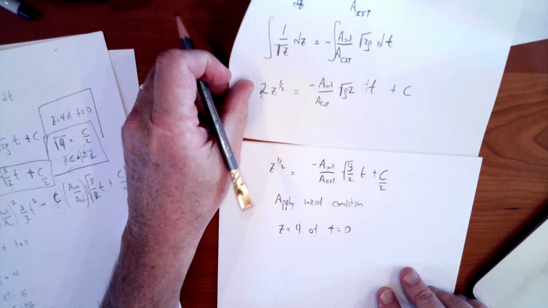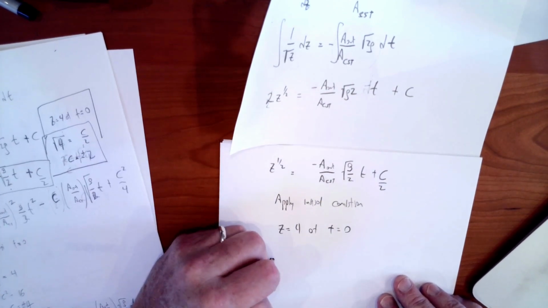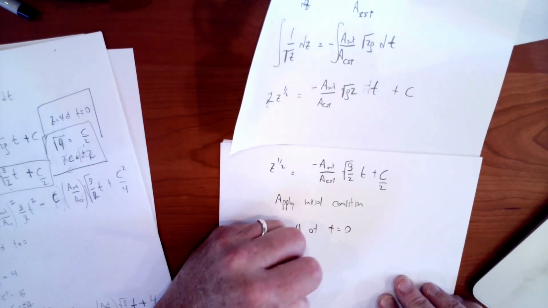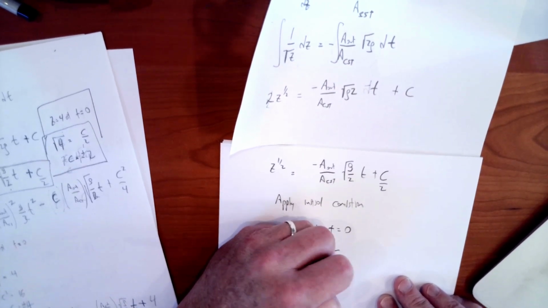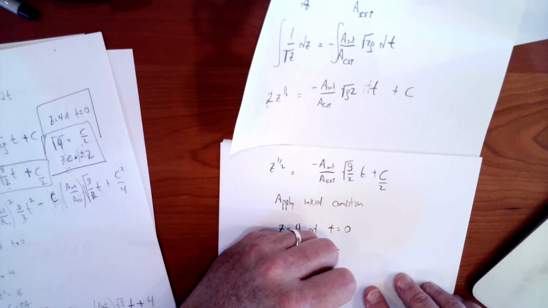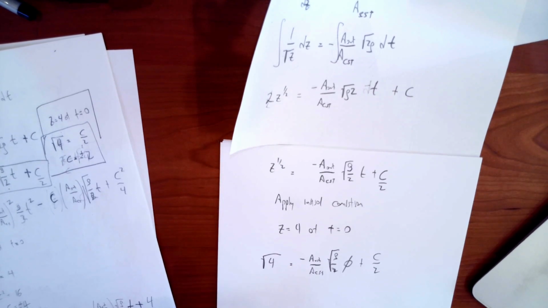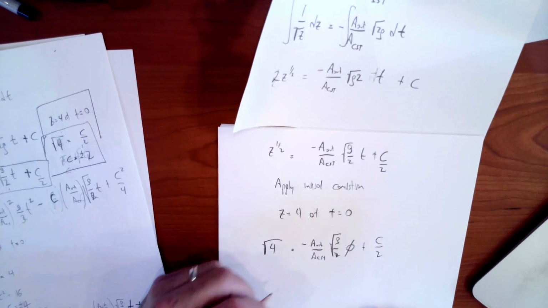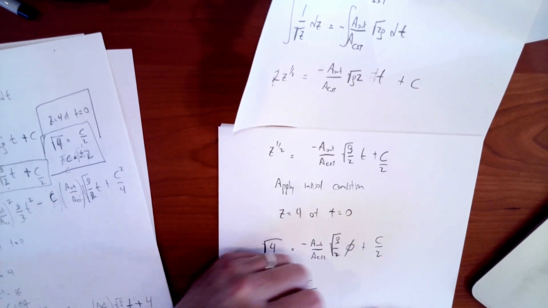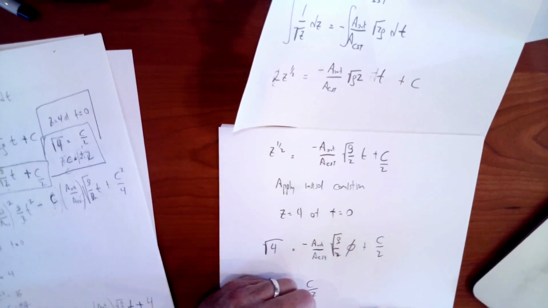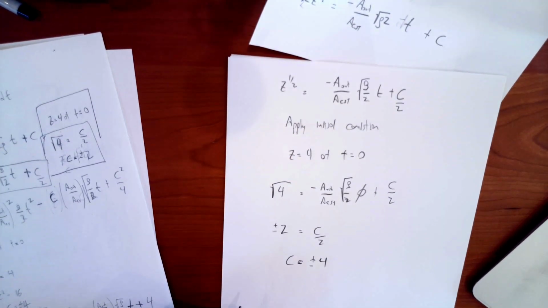When we started, the tank is full, the kerosene level is 4 meters. So we go ahead and put z equals 4 in there. We get 4 square root of 4 is equal to A out over A cross-sectional times root g over 2 times t, but t is supposed to be 0, so that's just 0 plus c over 2. So the square root of 4 equals c over 2. Square root of 4, of course, is plus or minus 2. So equals c over 2. So c is equal to plus or minus 4.